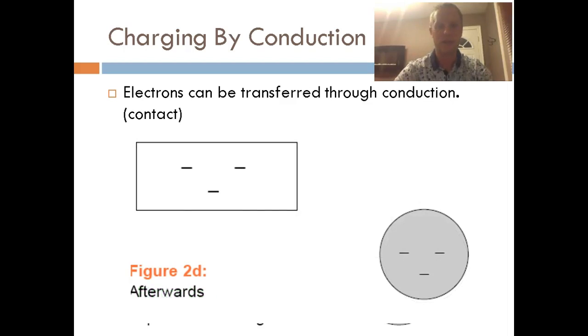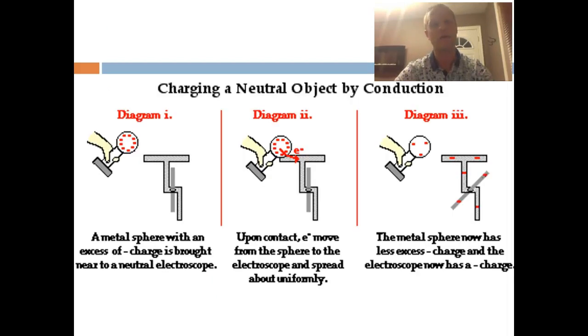Okay, so electrons can be transferred through that conduction. So when we charge a neutral object by conduction, the electrons move into that object. Here we have a metal sphere with a negative charge. It's brought close to an electroscope. You can see that the leaves are just falling straight down. And what happens is the electrons will move into that electroscope. And as that happens, those electrons will move evenly throughout the electroscope, and that electroscope will take on a negative charge. And because of that, again, the leaves will spread, and that's what we're seeing in this last slide.